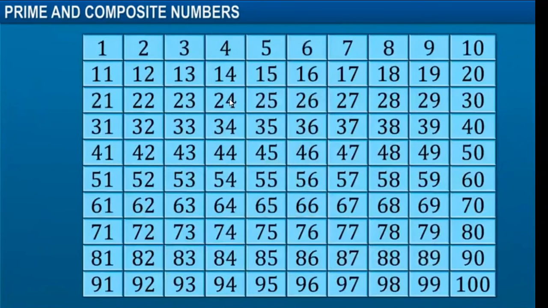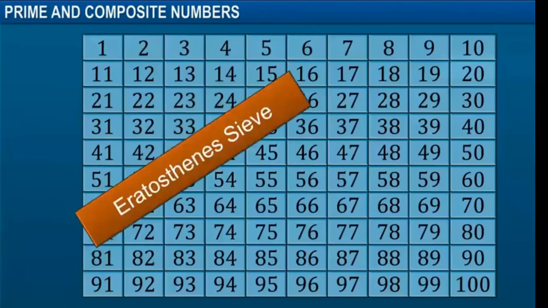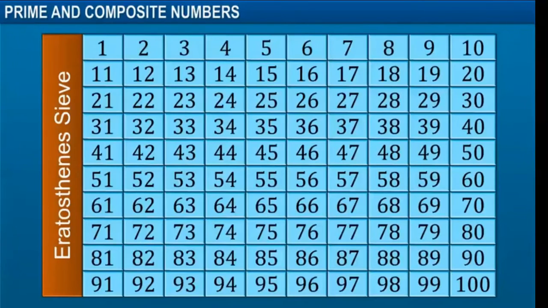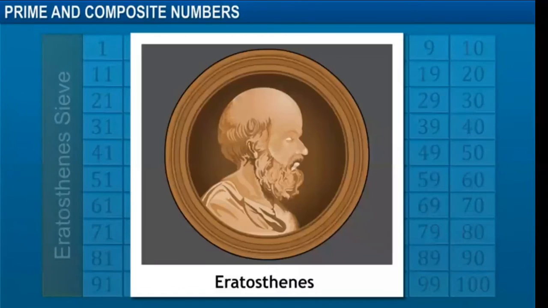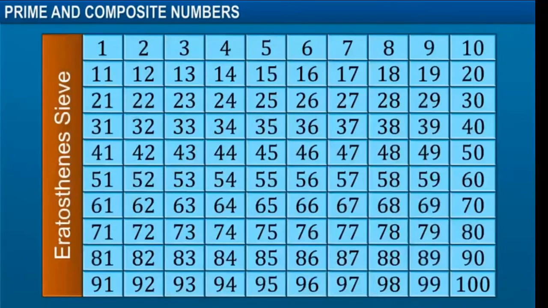Now, let's look at this grid. It is called the Eratosthenes sieve. This grid was developed by the Greek mathematician Eratosthenes. It gives a very interesting method to find all the prime numbers. Let's see how it is used to find all the prime numbers between 1 and 100.